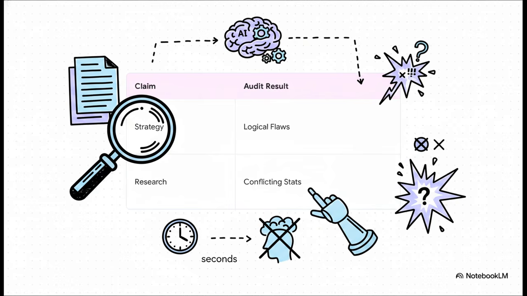Up next, Section 3, Your New Research Analyst. Imagine running an adversarial audit where you literally ask the AI to rip your own documents apart. Seriously, you ask it to identify contradictions, missing context, and weak arguments across everything you've uploaded. Feed it your startup strategy, and it'll pinpoint the logical flaws. Toss in academic research, and it exposes conflicting stats. It does the grueling, heavy lifting of a human analyst in literal seconds, stress testing your ideas before they ever see the light of day.